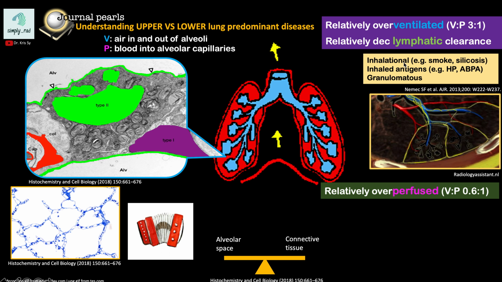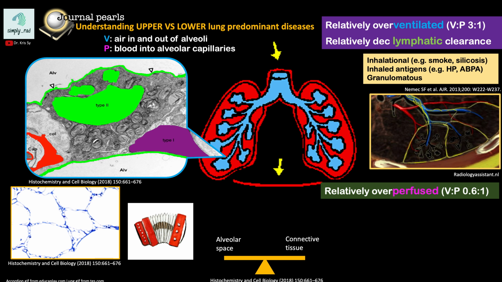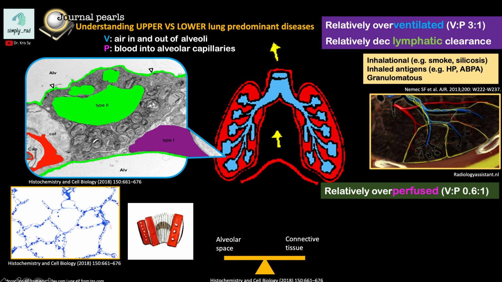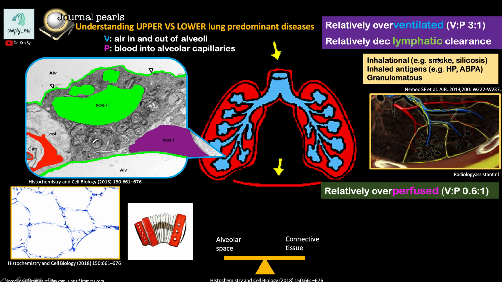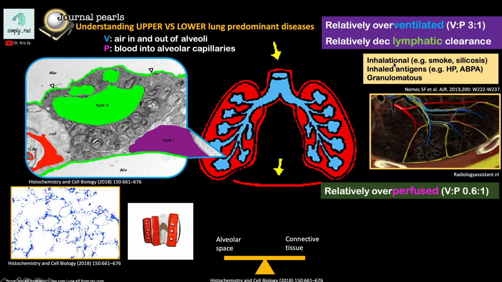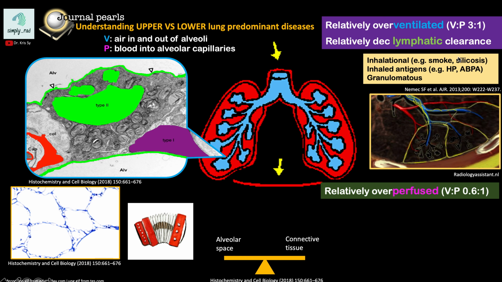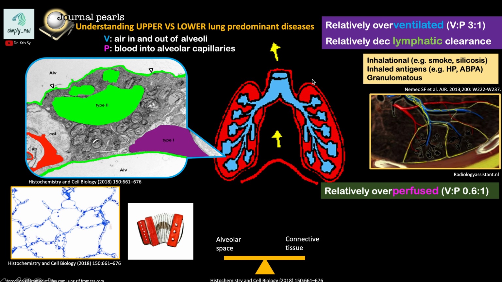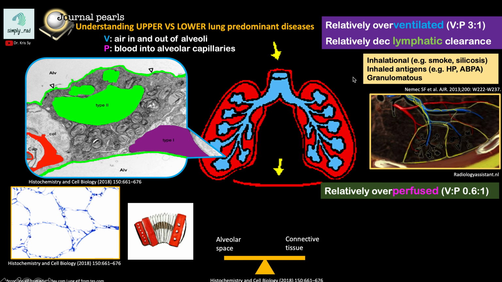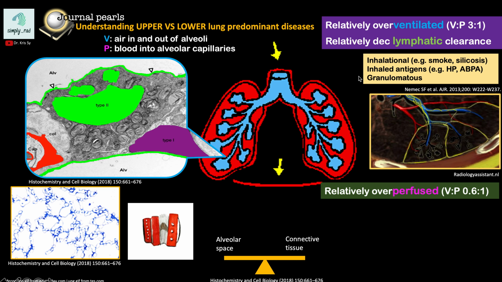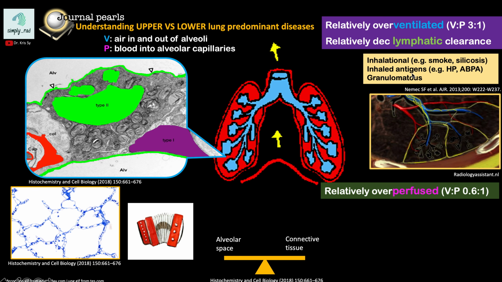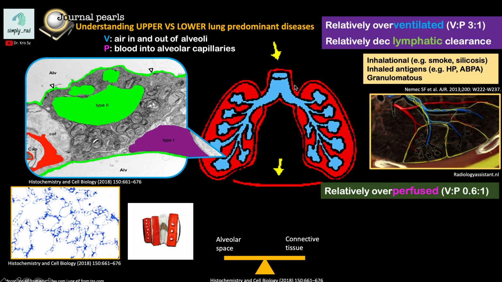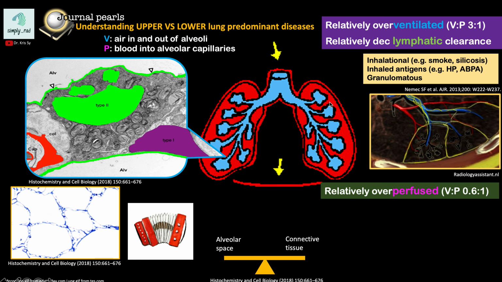For example, inhalational diseases such as pathologies due to smoking, such as centrilobular emphysema or Langerhans cell histiocytosis, or inhalation of foreign bodies such as in silicosis, goes to the upper lungs. In addition, when you inhale antigens, for example, antigens in farmer's lung or inhaled Aspergillus fumigatus, you will also have upper lung predominance.